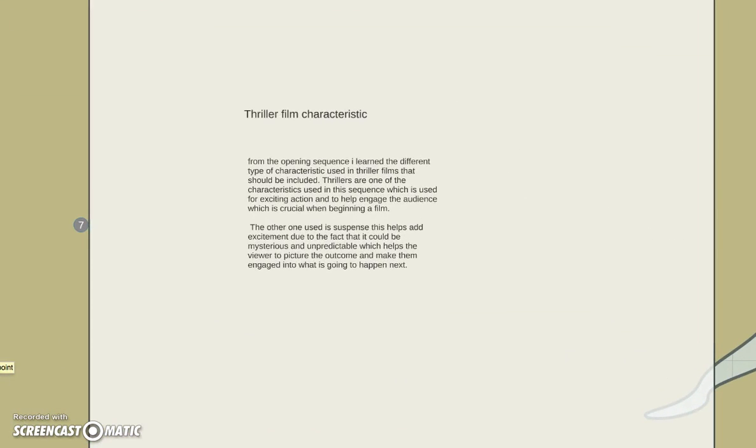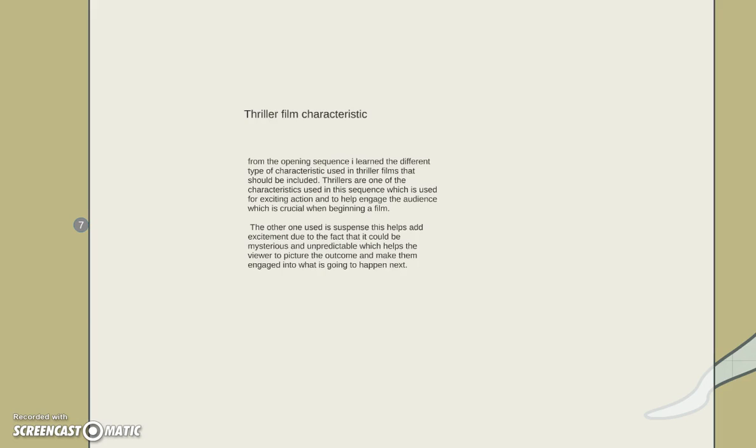Thriller film characteristics. From the film trailer we've done, I learned that the different types of characteristics used in thriller films should be included. Otherwise, it could affect the overall storyline, because we need to specifically show that this is a thriller genre rather than adventure or any other type of genre, because it can also affect our grade, as this was one of the main types. This is the main thing that we need to do in order to get the highest grade possible.